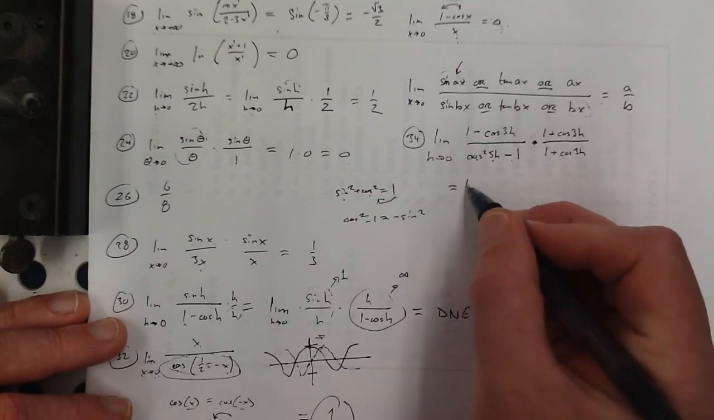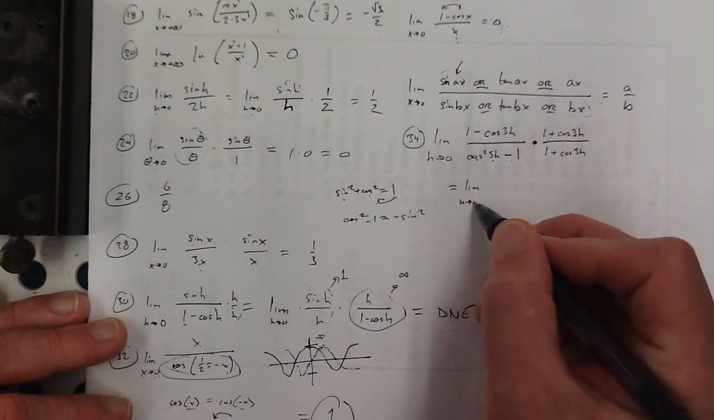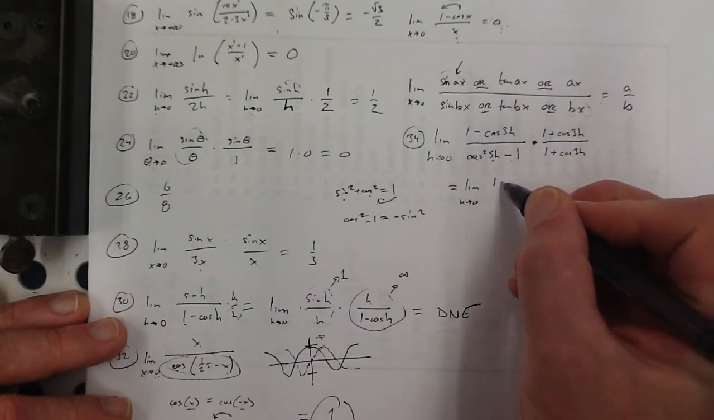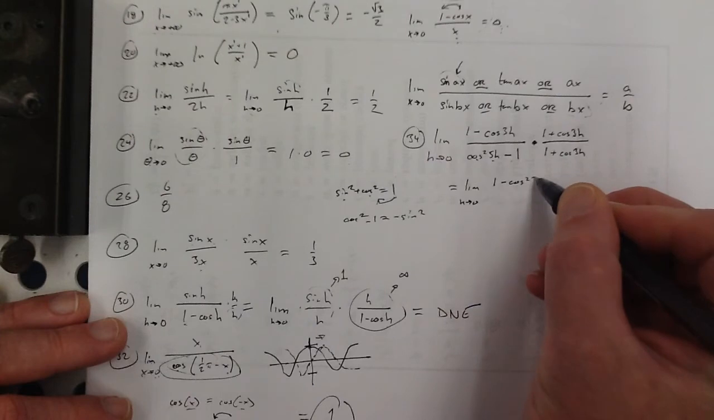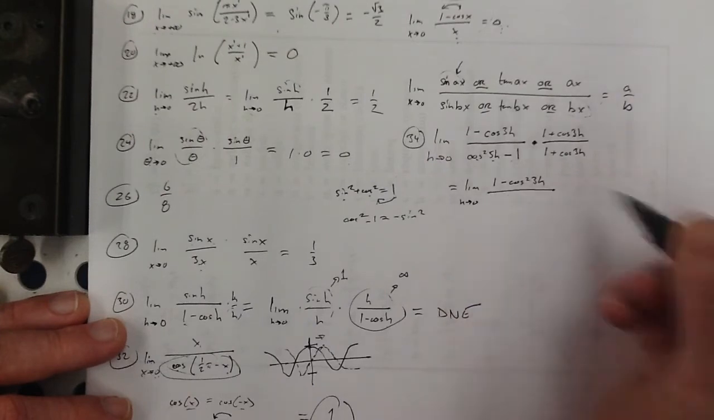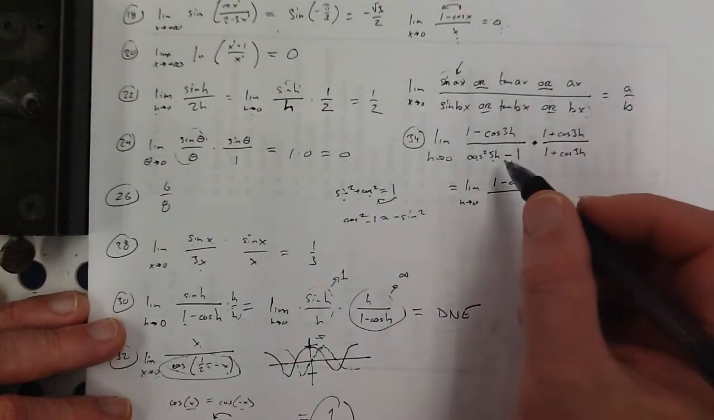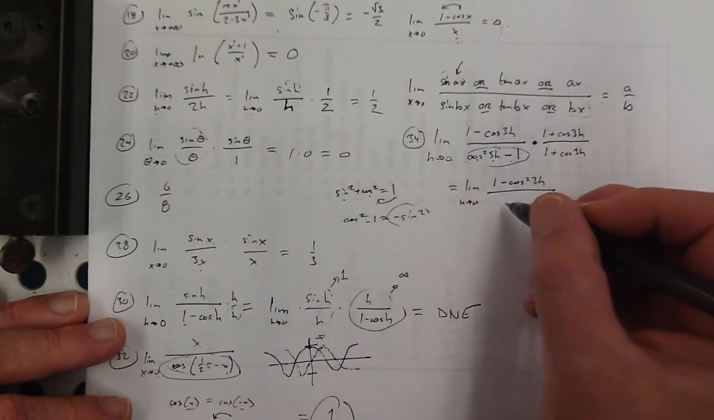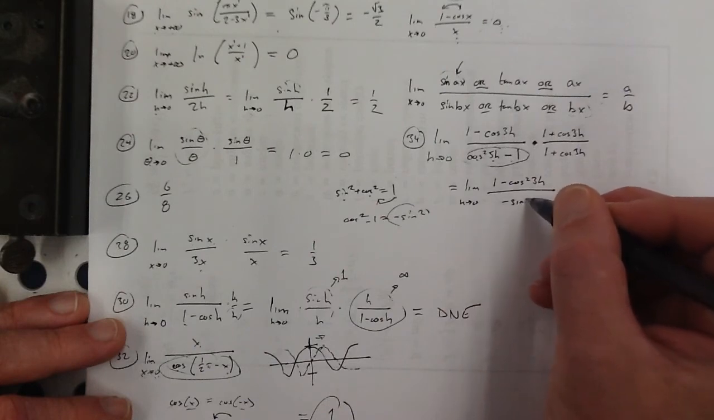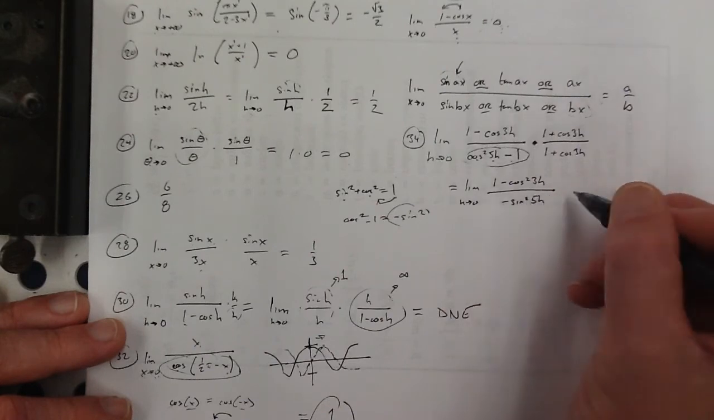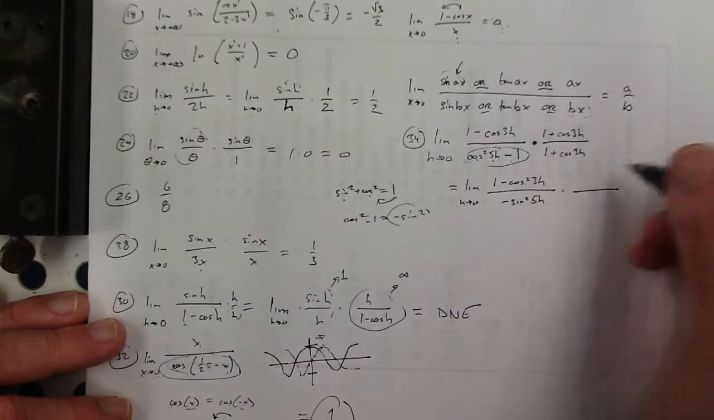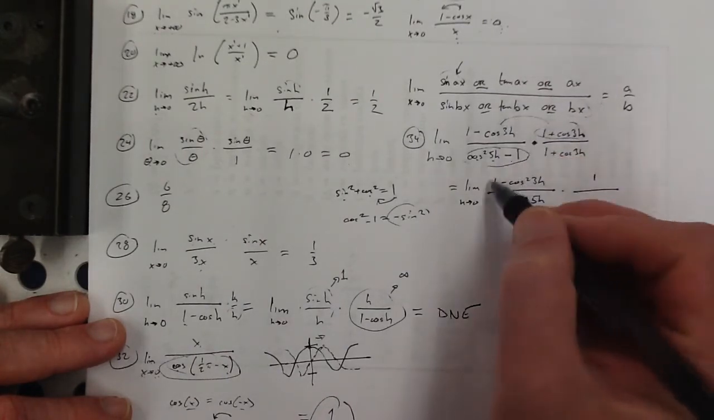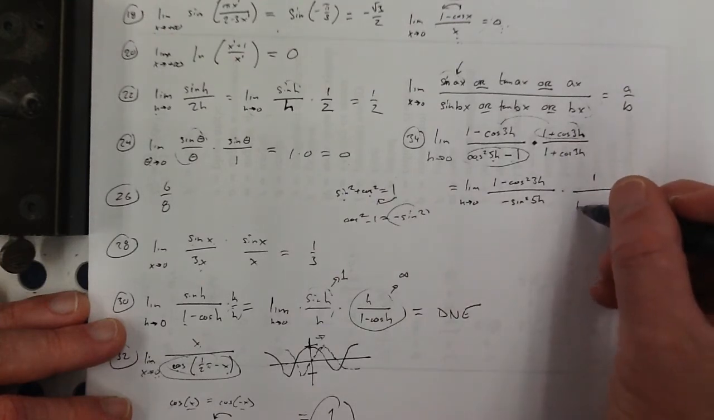I'm going to rewrite it now. Here on the top, I'm going to end up with 1 minus cosine squared 3h. And then on the bottom here, this is equal to that, minus sine squared 5h. And then here I just have this thing. This one multiplied in here to do that, but this one's still just hanging around.